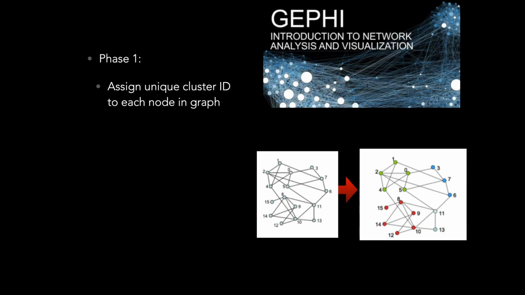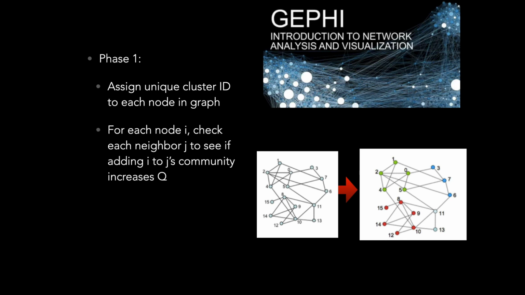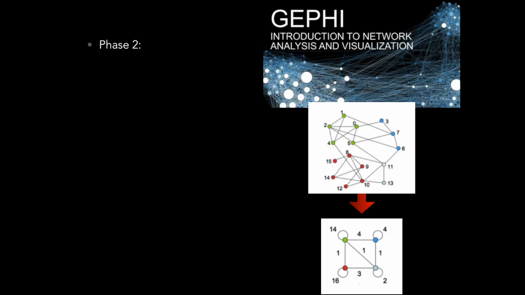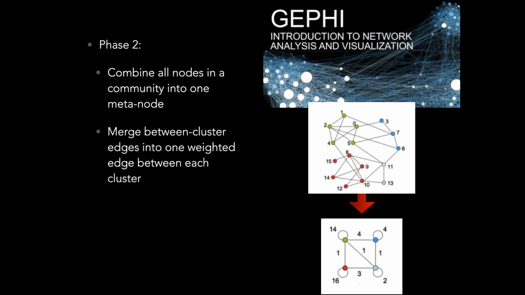So in phase one, we do this random assignment of every node into some unique cluster, and then for every node, we check all of its neighbors to see if adding these two nodes together into a community increases our modularity. Once we've done that, we can merge these neighbors into this community with the maximal modularity. And now we are set up for phase two, where we take all nodes that are in the same cluster, or same community, and merge them into a single metanode.